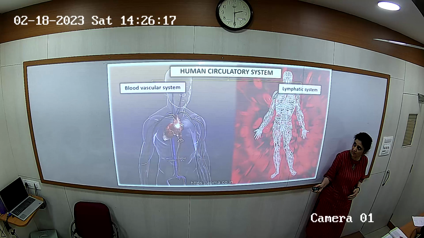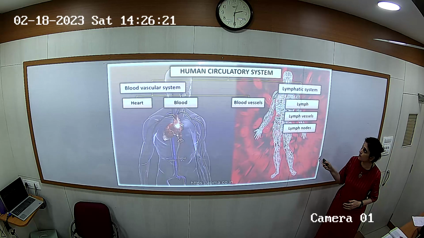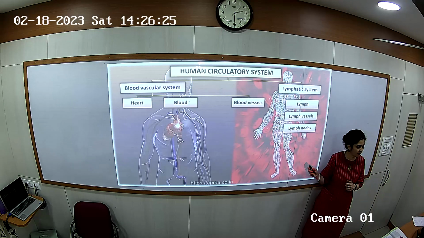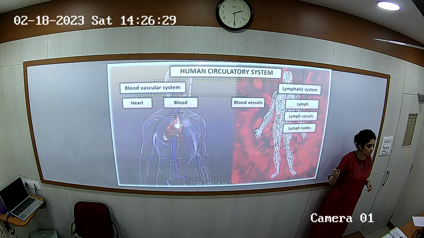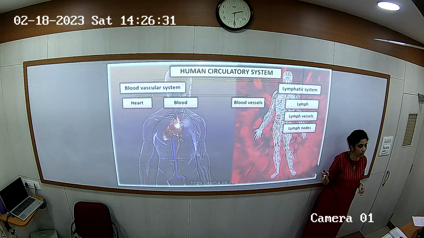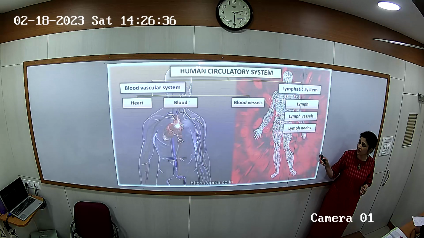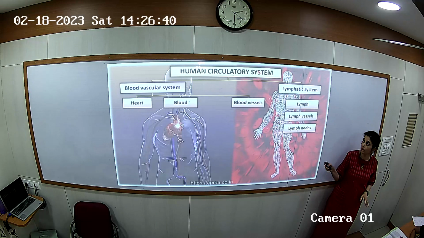So, the human circulatory system. First is the blood vascular system and the lymphatic system. We will study the lymphatic system in the end. It's a very small part in this chapter because there is an entire chapter in class 12 on immunology, in Human Health and Diseases, where you will study lymph nodes, lymphatics and lymph organs. Here they have just introduced it and left it. One small paragraph is there on lymph. Okay? So lymph, lymph vessels and lymph nodes, park it for the end.